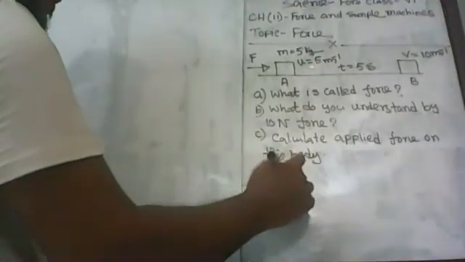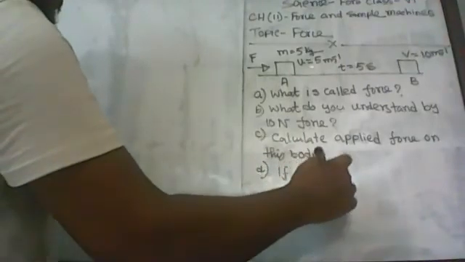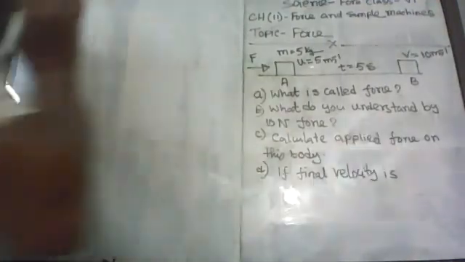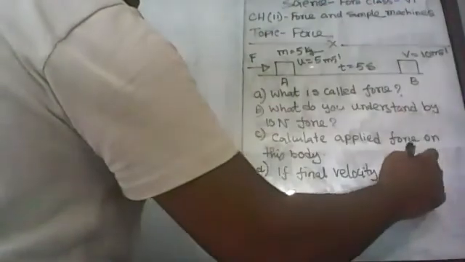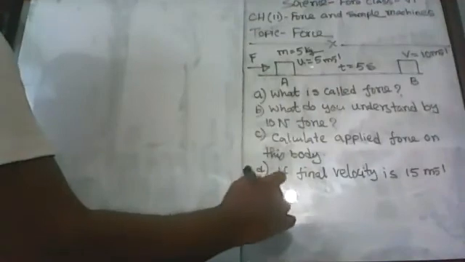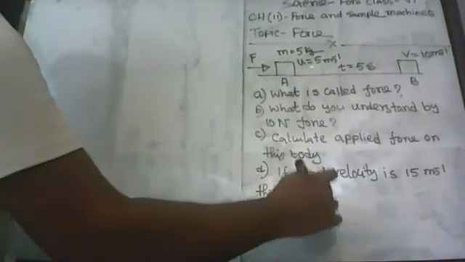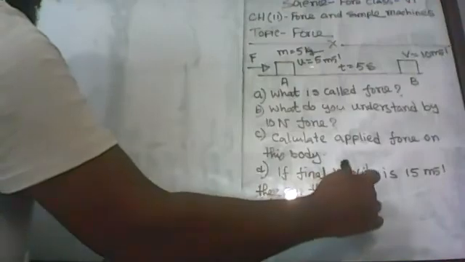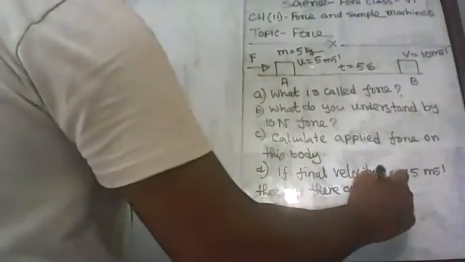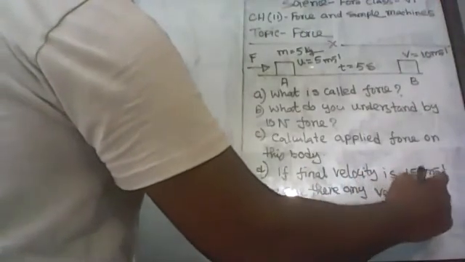And then question number D: If final velocity is 15 meter per second, then are there any variation of force?